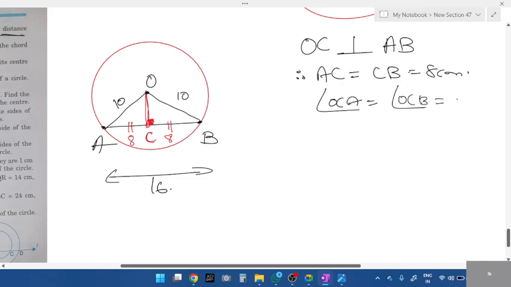Then angle OCA is equal to 90, and what's the other angle? OCB is equal to 90. Complete this, students. First write this, and write in triangle. Take any one triangle and solve. I'll take OAC. You can take even OCB.